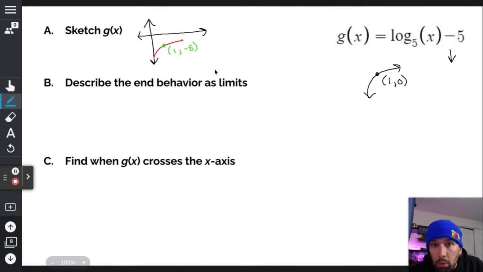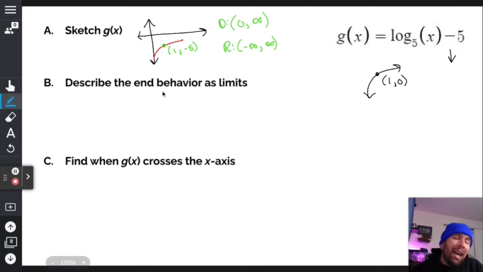So, the end behavior as limits. Basically, what's going to happen is I'm not allowed to plug in negative numbers. I'm not allowed to plug in 0. So what this is going to look like is my domain is going to be 0, but not including it, and going on to infinity. My range is I'm allowed to get whatever number I want.